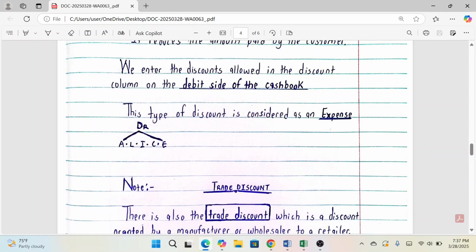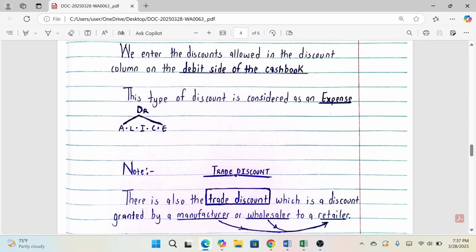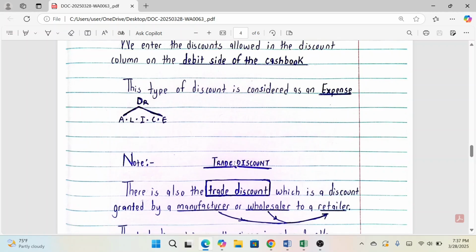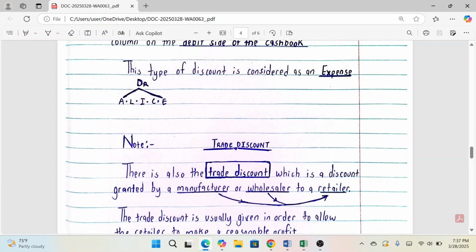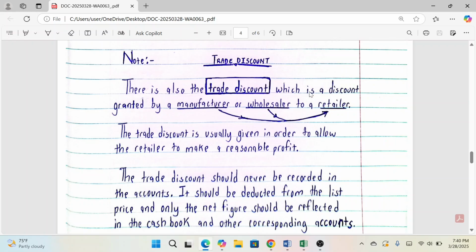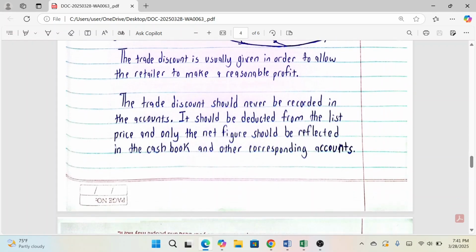So having known that concept and how to apply them on the three-column cash book, I want you to also note two more things. That is the trade discount and the contra entries. Now with the trade discount, which is a discount granted by a manufacturer or wholesaler to a retailer. Now, the trade discount is usually given in order to allow the retailer to make some reasonable profit. The trade discount still should never be recorded in the accounts.